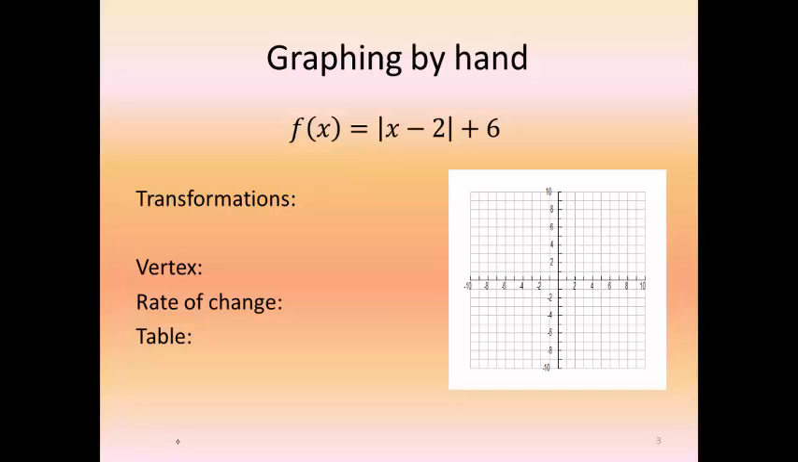So here's our first example, and we're going to be graphing it by hand. So we're not going to be using our calculator and we're not going to be using Desmos. So the first thing we want to list are what are the transformations that happen to this?